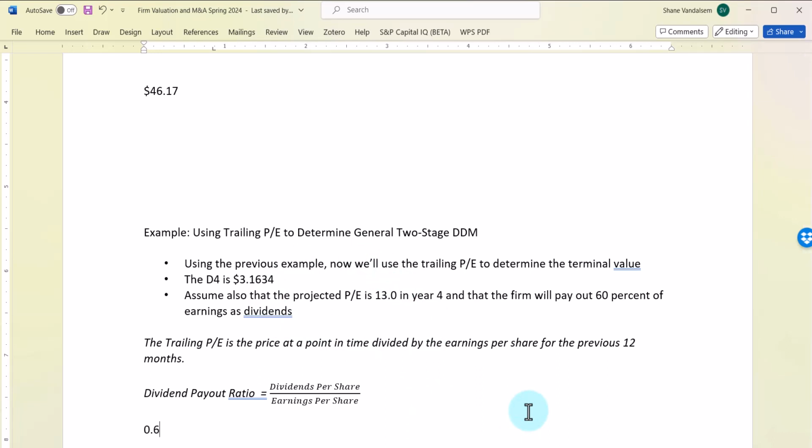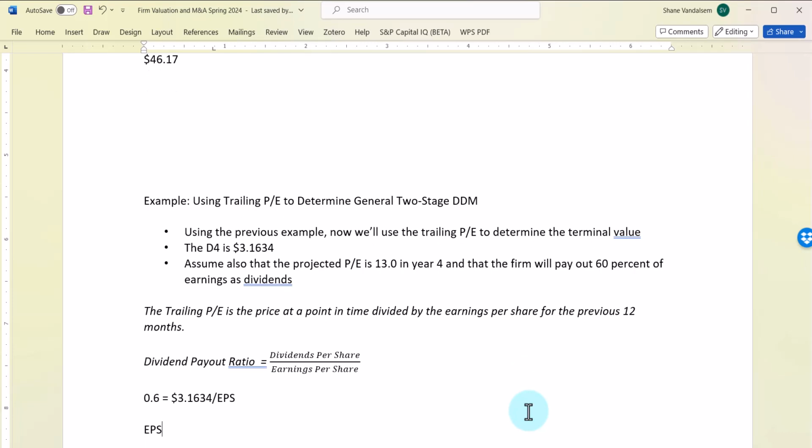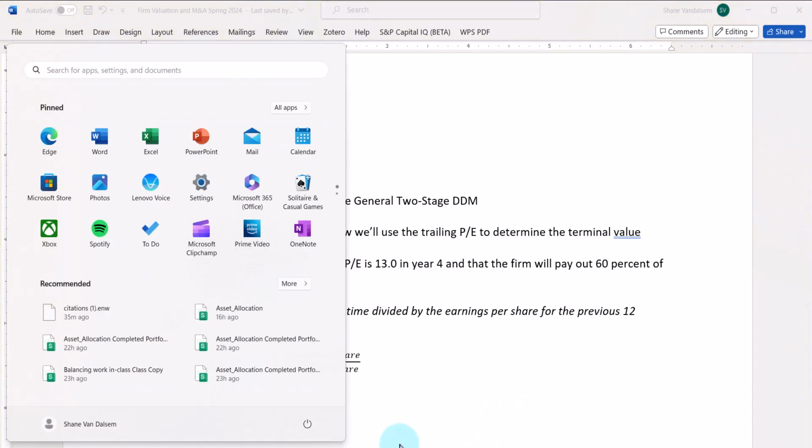So here I can put in 0.6 is equal to the dividends per share, which I already know is 3.1634, divided by the earnings per share, which I don't know, which is what I'm trying to find. So if I'm going to calculate the earnings per share, my earnings per share are going to be equal to the 3.1634 divided by the 0.6. Okay. And so I can calculate that now. I'll go back to Excel to do that.